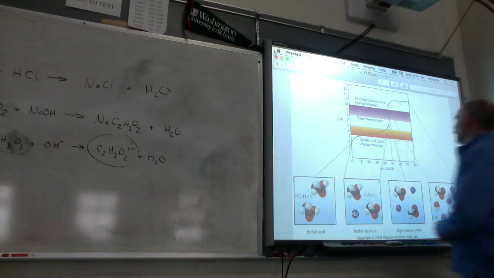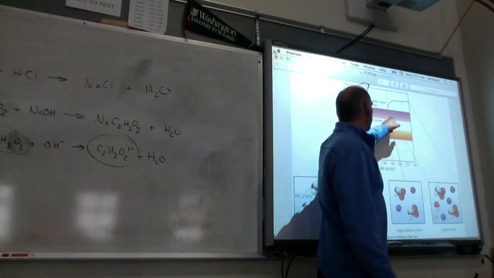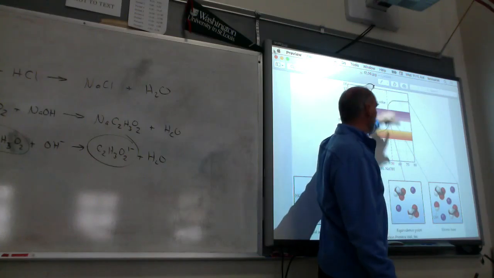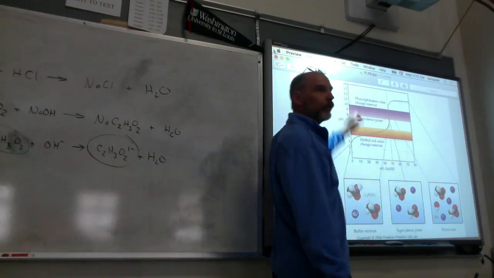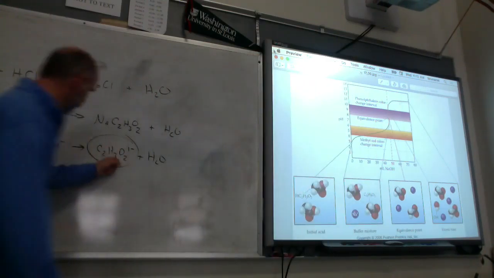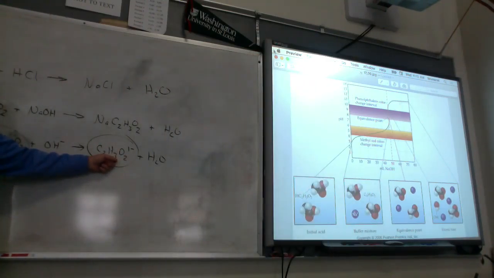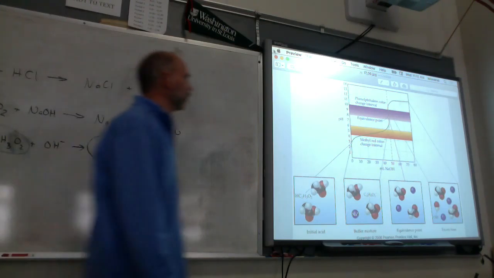Once again, we note that the equivalence point is right in the middle of that inflection piece, and it is higher than 7 now. So it's more basic. Why is it more basic? Because not only is there sodium hydroxide in there, but there is acetate ion, which is a base also.